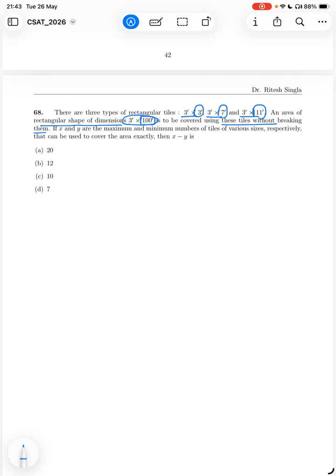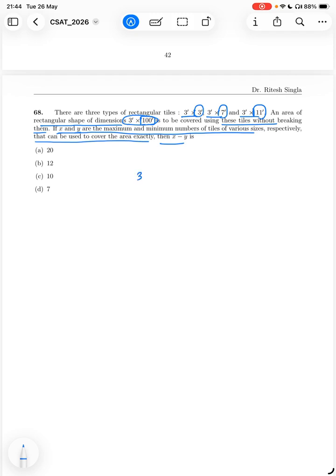So from these 3, 7 and 11, somehow we need to add them. Some multiple of 3, some multiple of 7, some multiple of 11. We somehow need to add them and make 100. If x and y are the maximum number and minimum number of tiles of various sizes that can be used to cover the area exactly, then x minus y. So what it is saying is, if x and y are the maximum number of tiles used to cover 100, so if you want to use the maximum number of tiles, what will you try? You will try to cover as much area as possible by these three numbers.